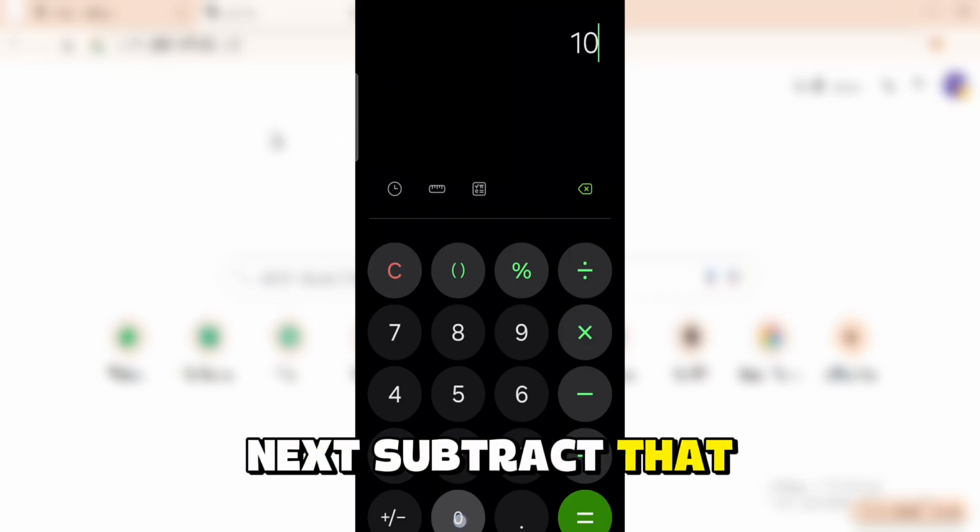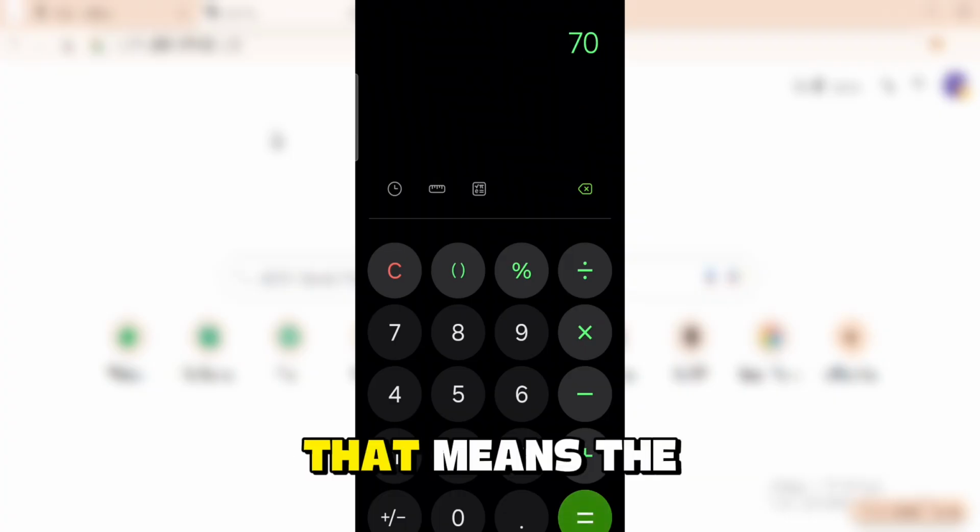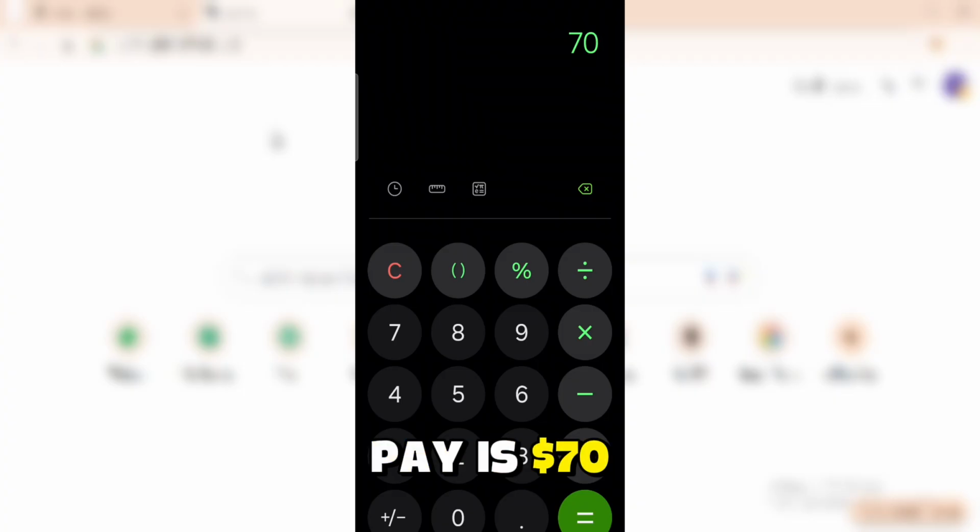Next, subtract that discount from the original price. So you do 100 minus 30, which equals 70. That means the final price you'll pay is $70.